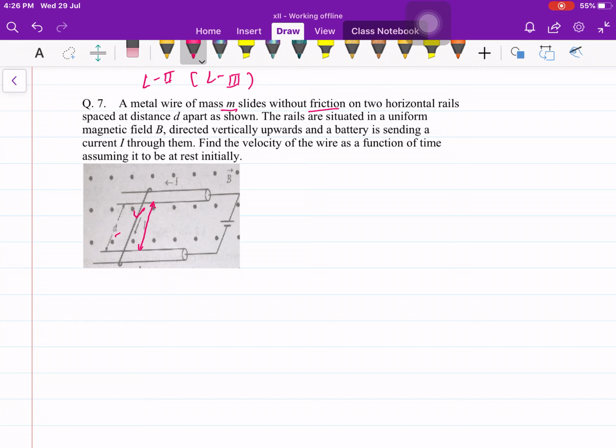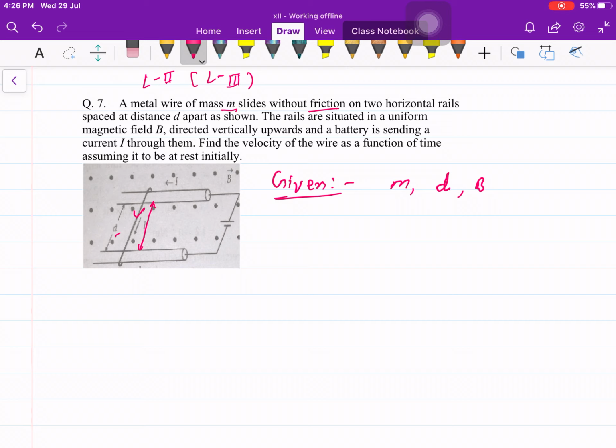Find the velocity of the wire as a function of time. Obviously, if a current carrying conductor is in any magnetic field, then it is going to experience a force. So let's see, first we will write the given things. Mass m is given of the wire, and the distance or length of the wire is d, which is going to experience the magnetic force or Lorentz force. The magnetic field is also given to us, B, and that magnetic field is vertically upward.